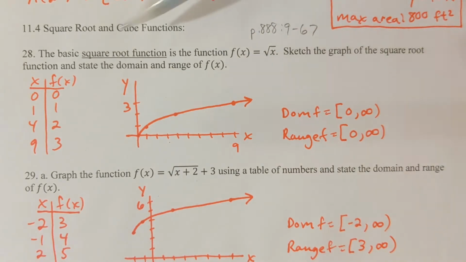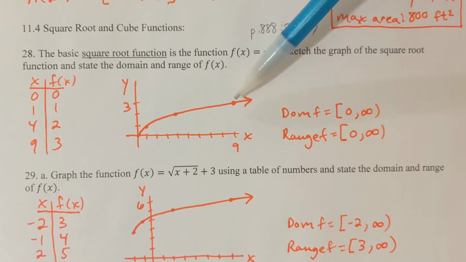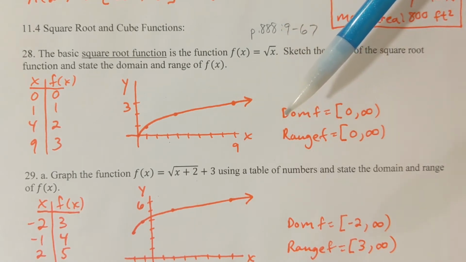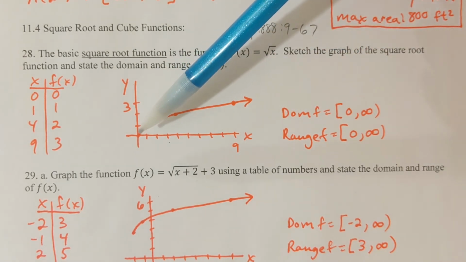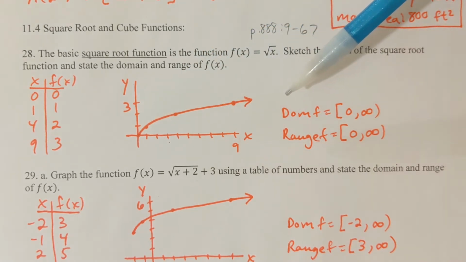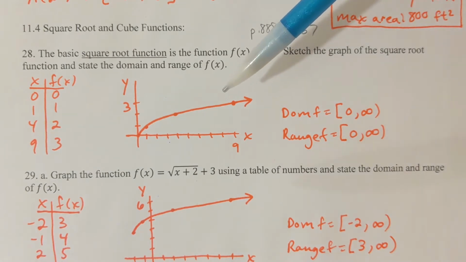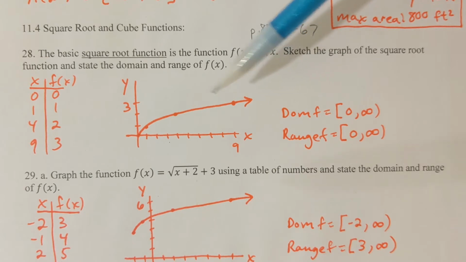The next nice number to use would be 9. The square root of 9 is 3, okay? Here's 9, 3 on the graph. And so the curve is going to be starting at the origin and then curling upward and outward towards the right into quadrant 1. And actually this curve would take on the shape of half of a parabola, okay?